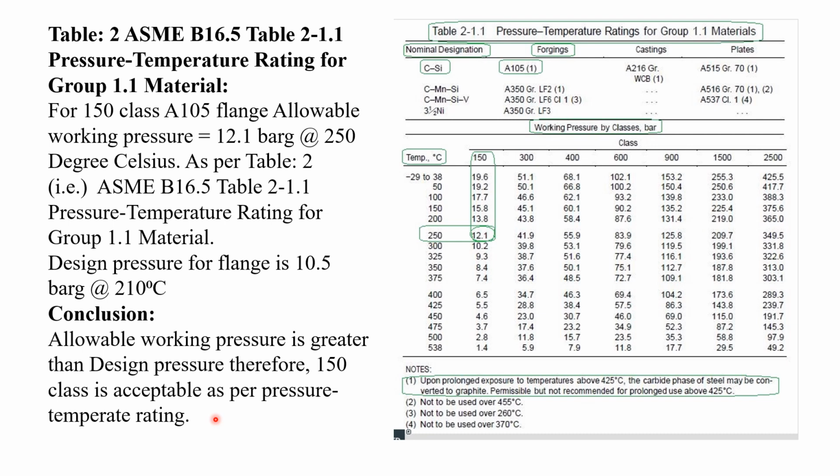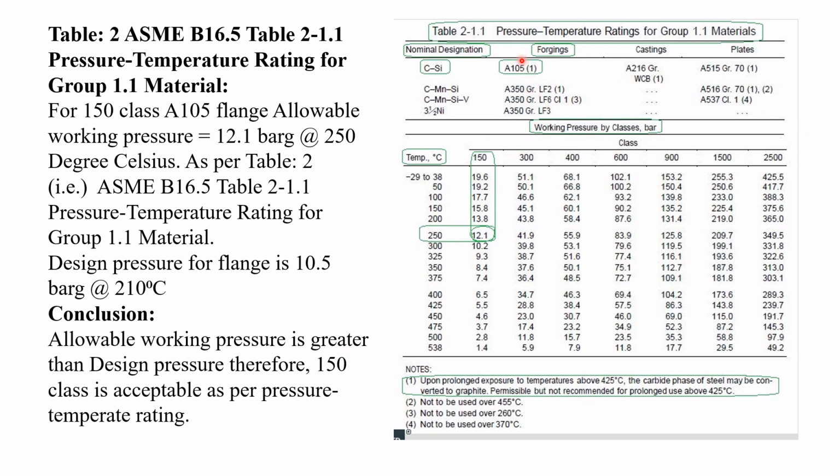Okay, what if you want to find the exact rating at 210 degrees centigrade? You need to interpolate between these two values. You will find the exact pressure rating at that particular temperature for the 150 class rating flange of this particular material.